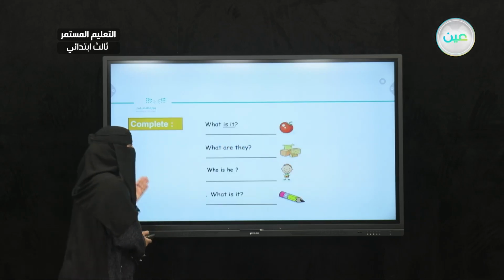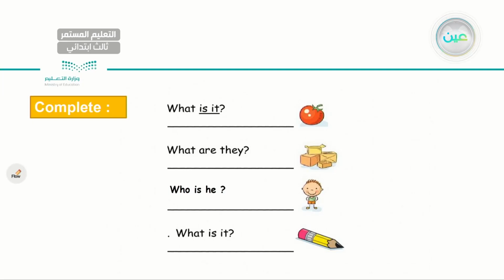Very good. Now, I have several questions. 1, 2, 3, 4, and I need you to help me with the complete answer. What is it? What are they? Who is he? What is it? Okay? For the first one, what is it? It's an apple.